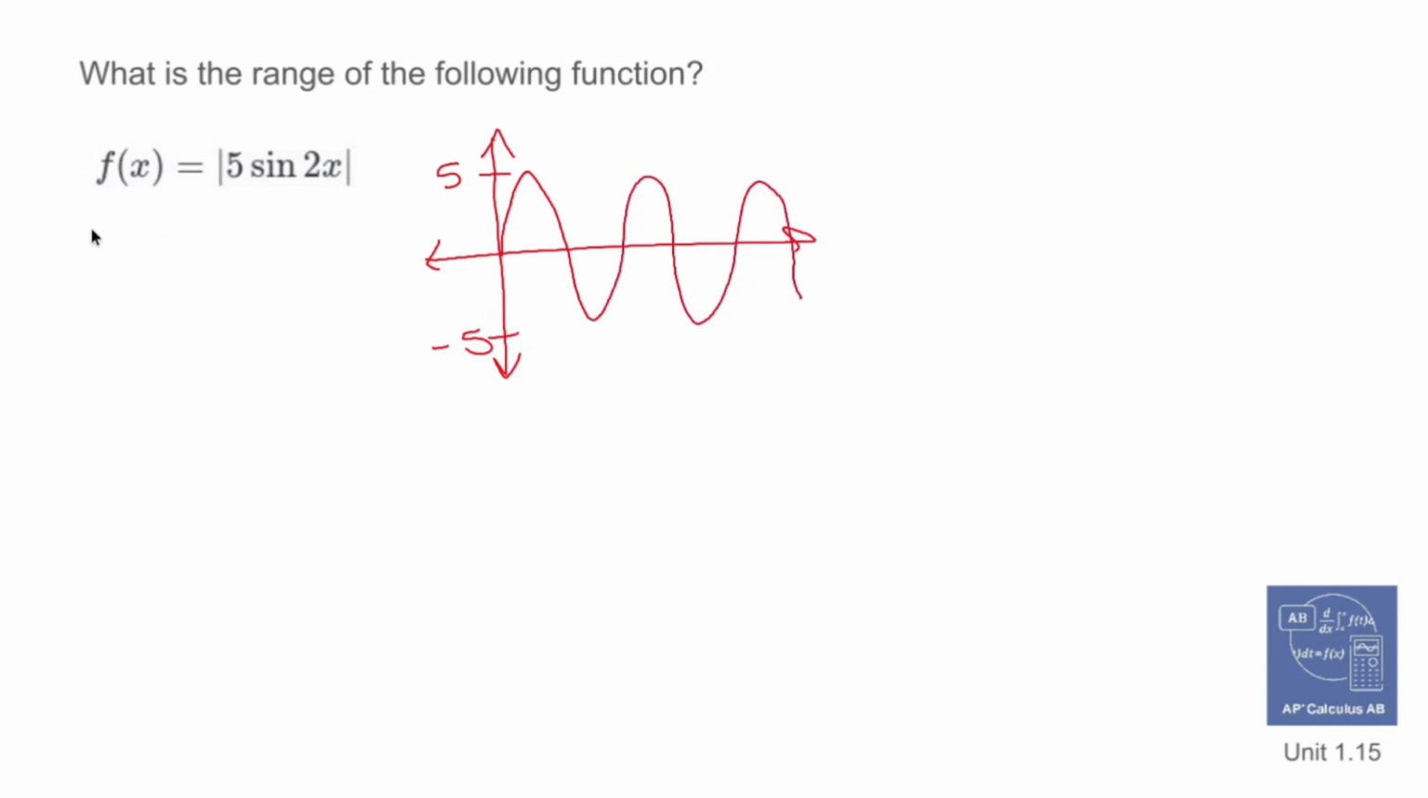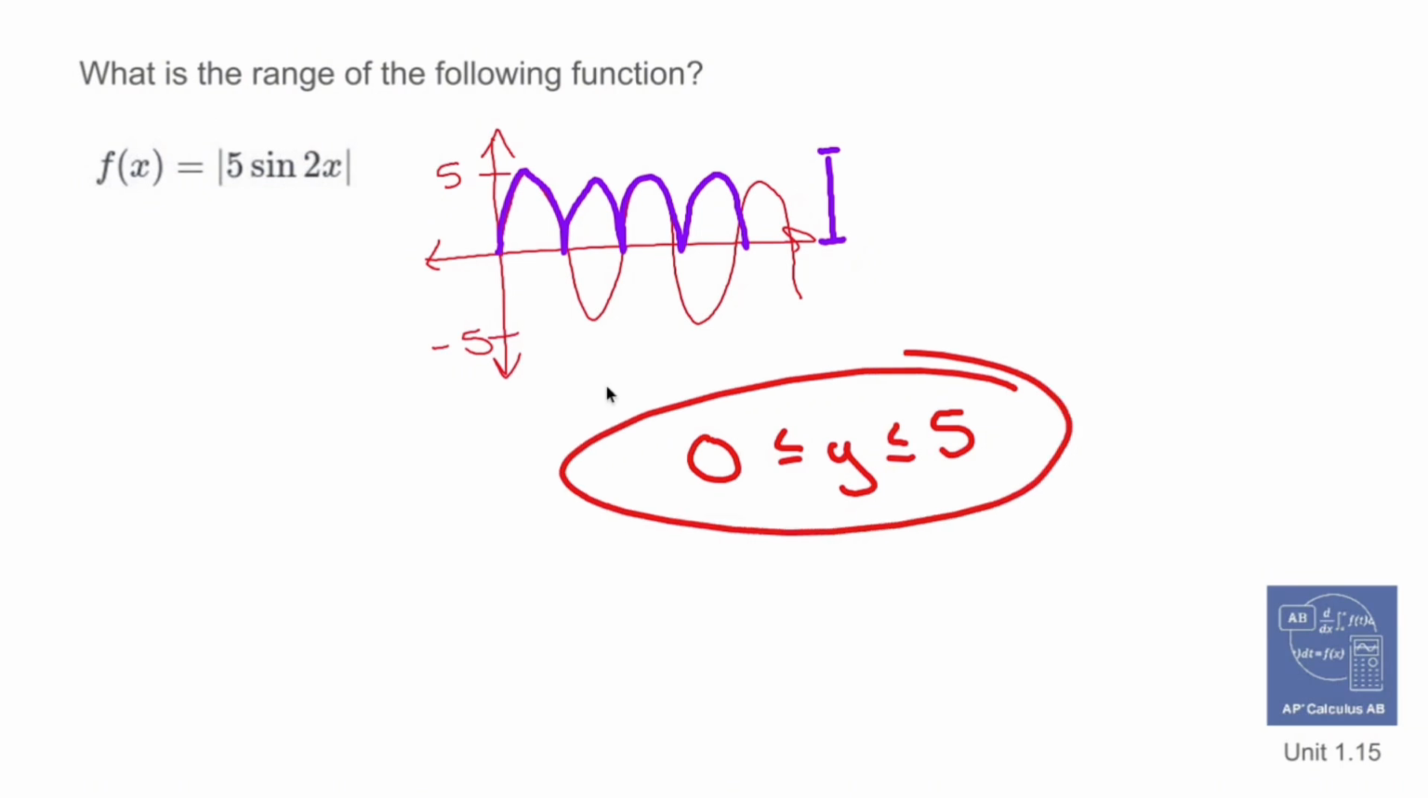Since I'm being asked to find the absolute value of it, this purple graph is going to be the only one that matters. It still starts out up here, but since it's an absolute value, it's got to stay positive. So it's going to bounce, and then bounce, and then bounce, and so on and so forth. So my purple graph is the one that matters here. My range is going to be everything from 0 to 5, including both of those. So 0 is less than or equal to y, which is less than or equal to 5. That's going to be my range.